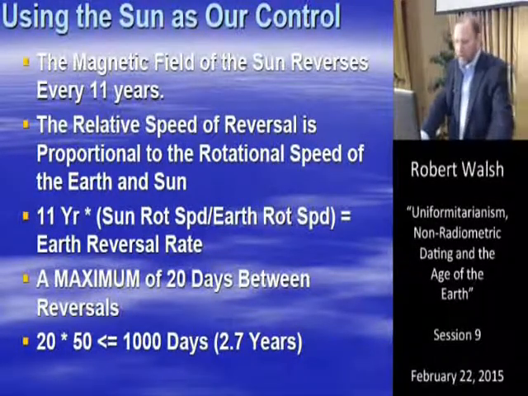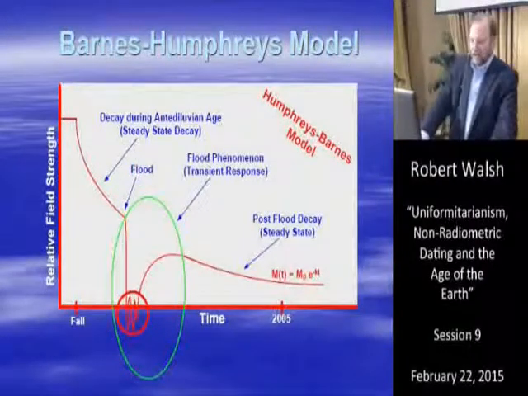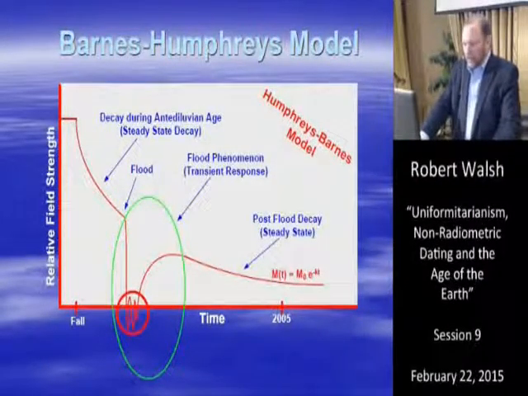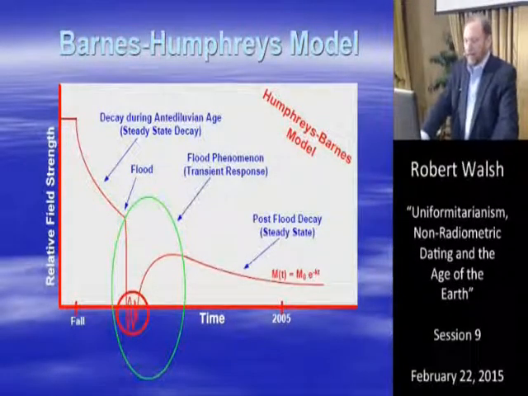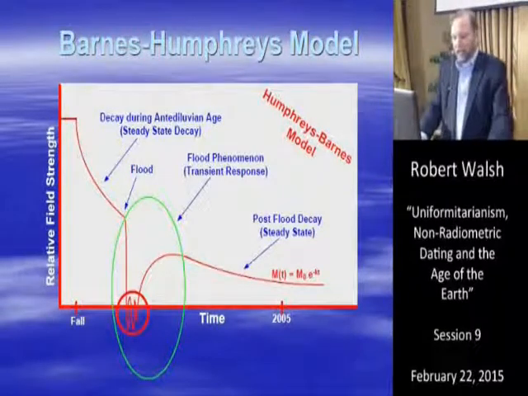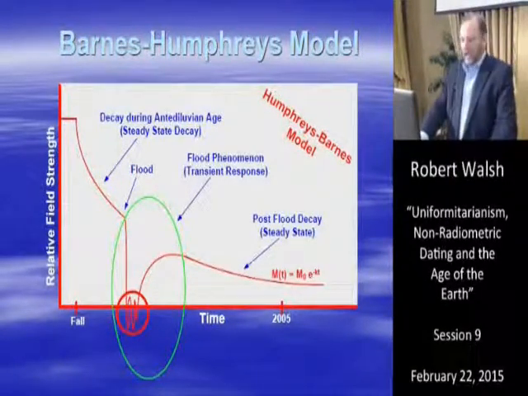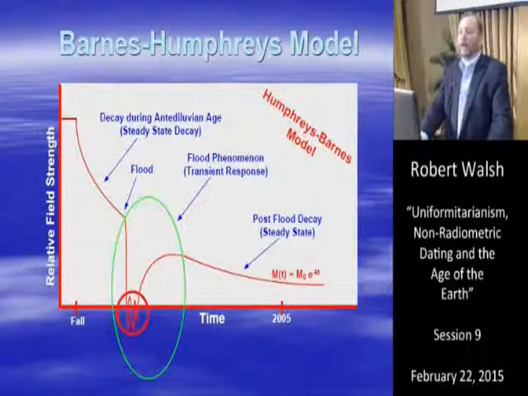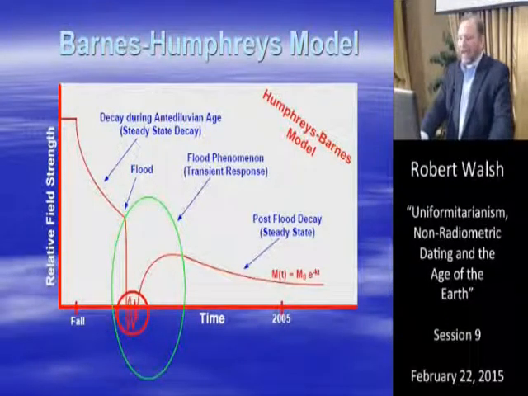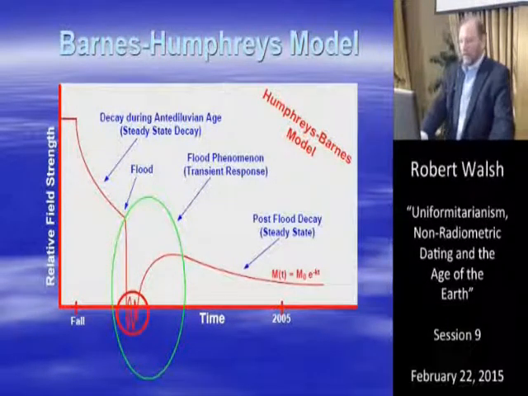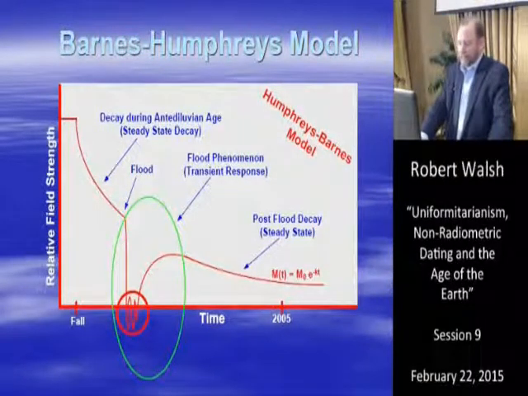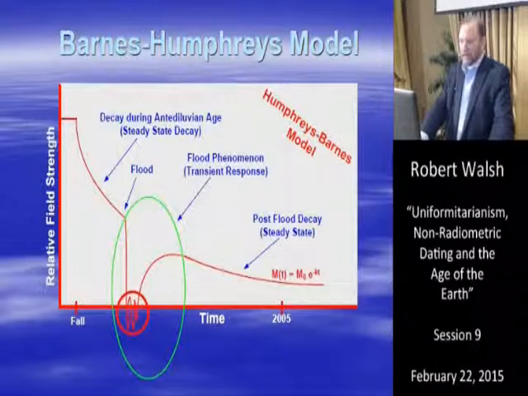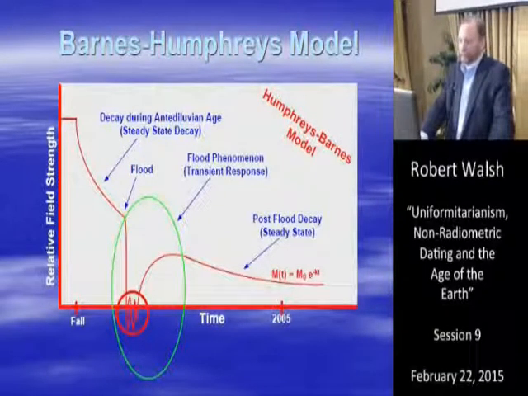So this is what Humphreys' model looks like then. It began to decay at the fall. Until the flood, you had these transient events occur, producing all these reversals, and after some time, the magnetic field settled down and began to decay like it normally did prior to the flood. So that is the Humphreys-Barnes model of the Earth's magnetic field, and it's been used to predict other planetary fields in a very accurate way.